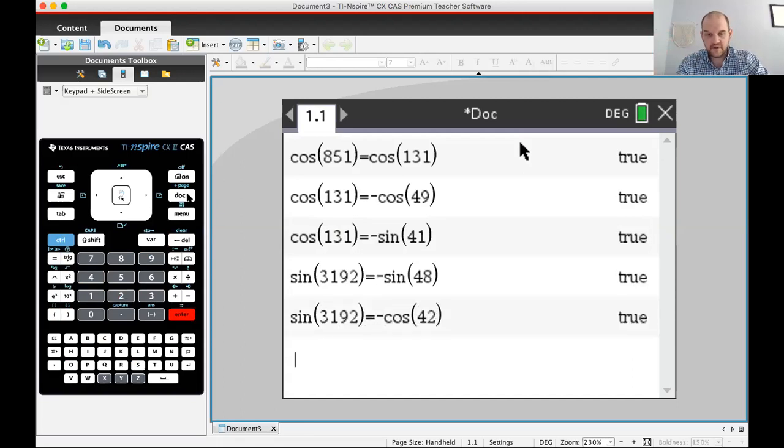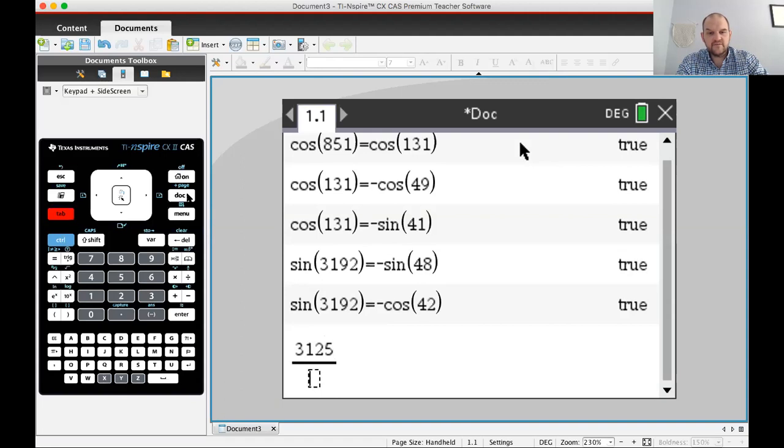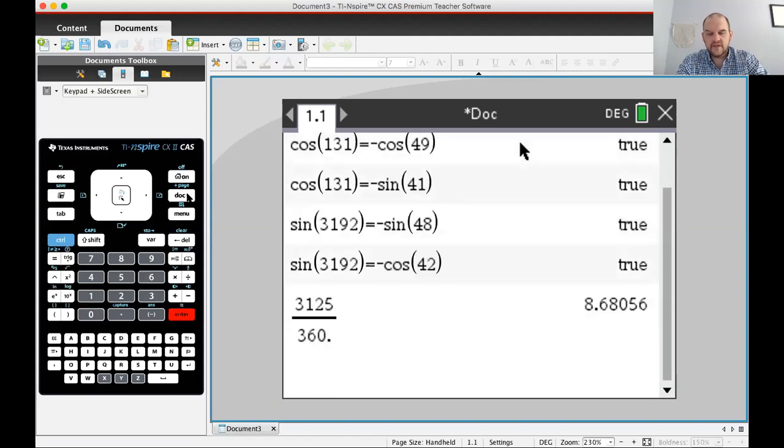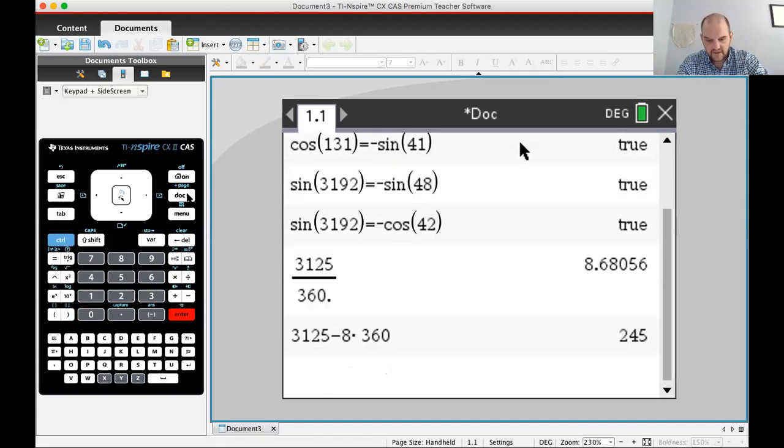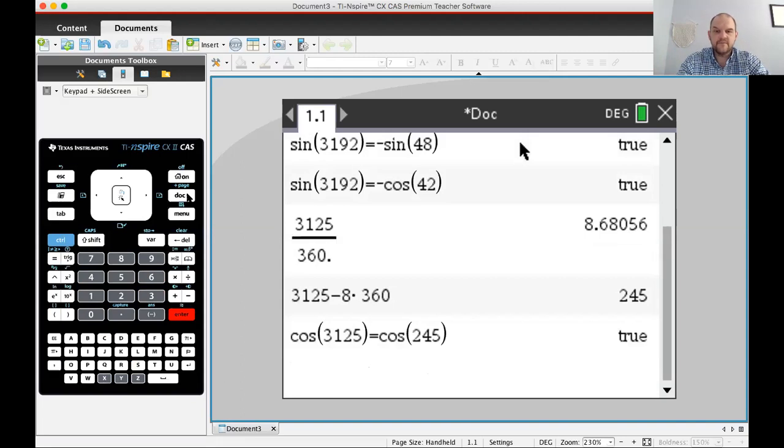All right. We want to do the last problem. So cosine 3125. So first, what am I going to do? I'm going to do the whole thing here. 3125 divided by 360. Okay, so I want to do 3125 minus 8 times 360, right? I took the floor of that number. Gives me 245. So the cosine of 3125 equals the cosine of 245. This is because they are coterminal.